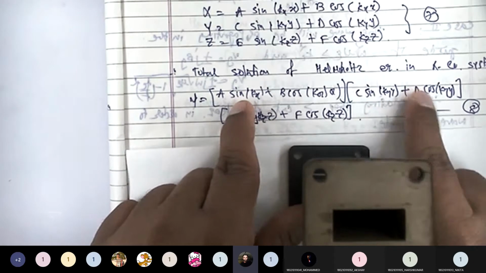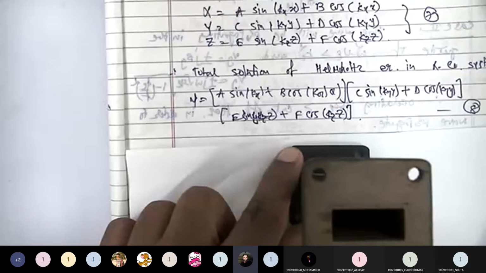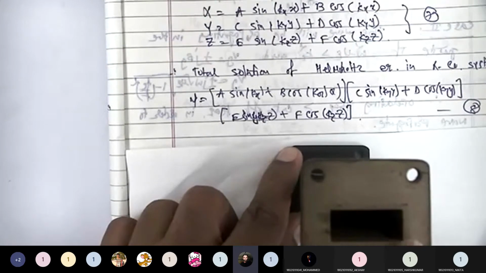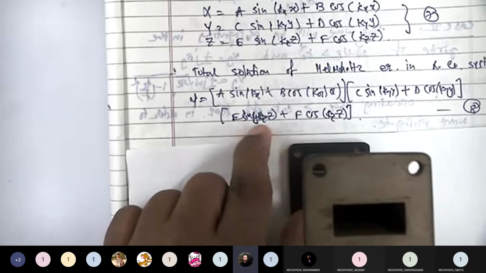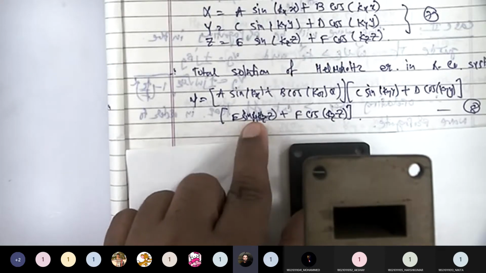The second part actually expresses the way in which the E field or H field resides in the y direction, and the third part actually expresses how the E or H field resides inside the rectangular waveguide in the z direction.